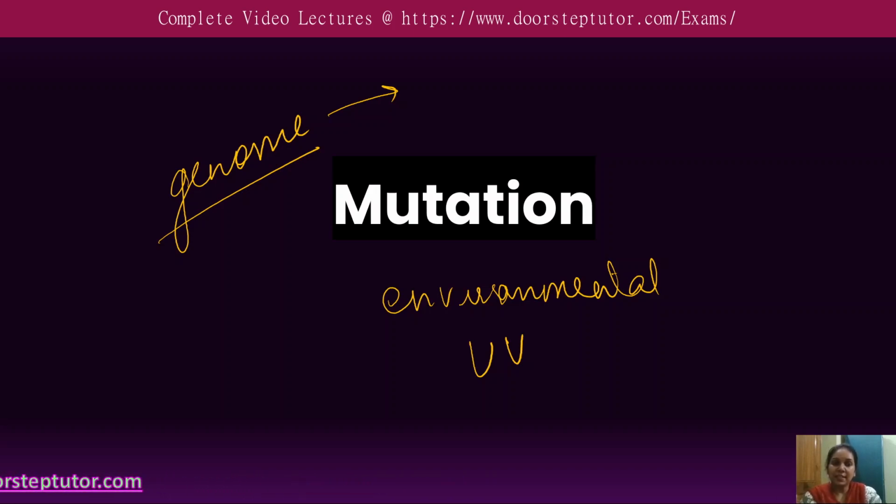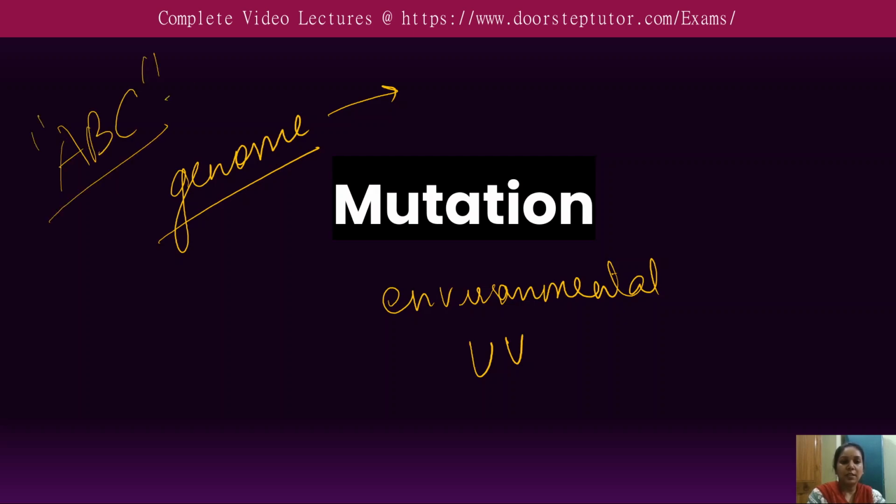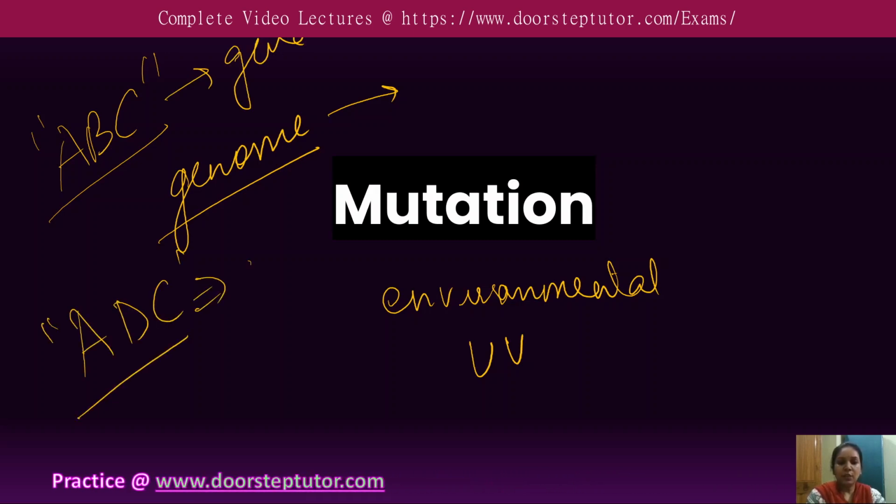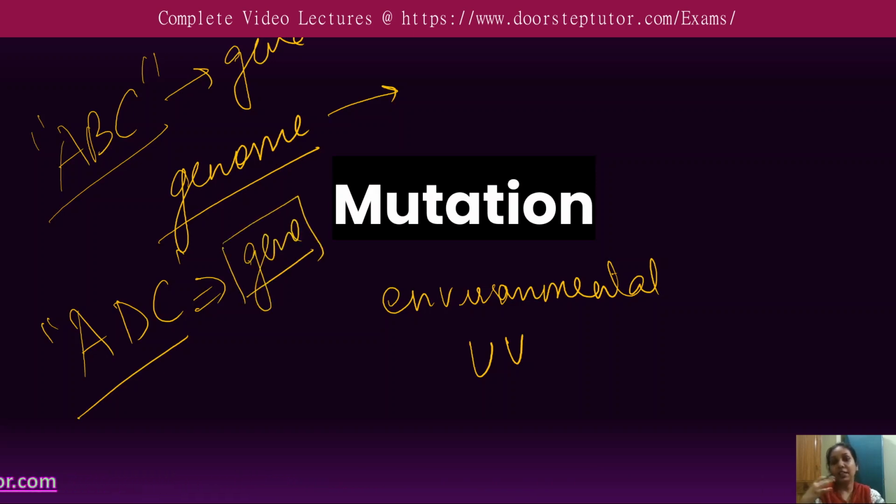So a mutation is a sudden change in an organism's genetic code, creating a different genetic form. Suppose this code is representing some gene, and if there is a change in the sequence, for example ADC, then it will code for another gene. So there is a sudden change in an organism's genetic code, thus creating a different genetic form.